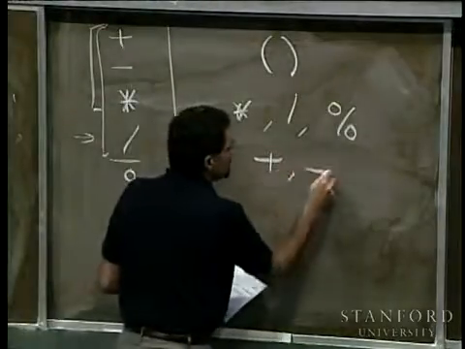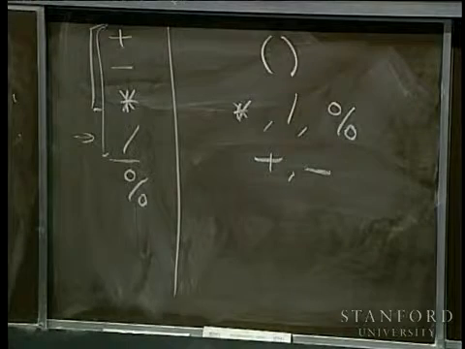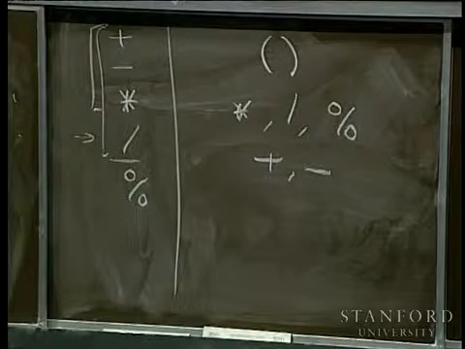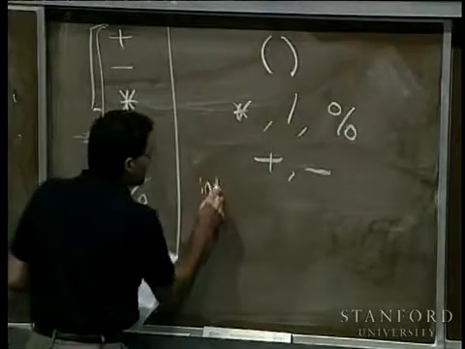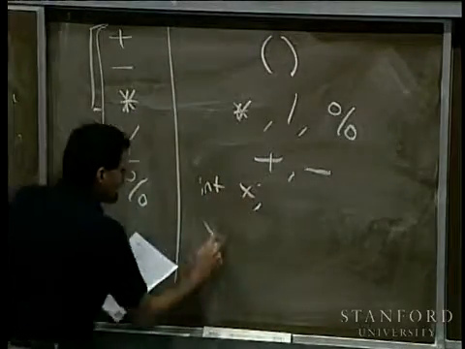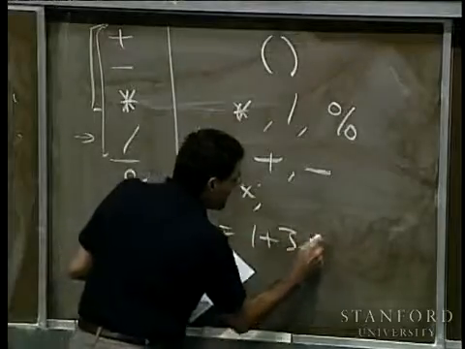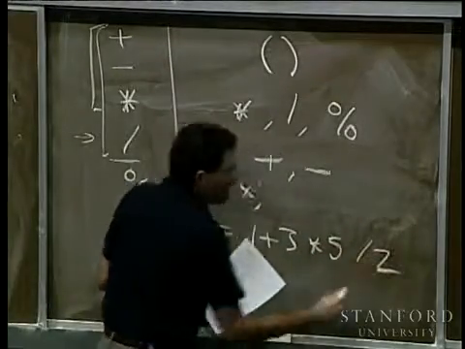And then addition and subtraction. Again, if you have multiple of them, evaluated left to right. So it's just like regular rules of precedence in algebra, which hopefully you're familiar with. But to make that concrete, let's say you have some integer x, and we say x equals 1 plus 3 times 5 divided by 2.